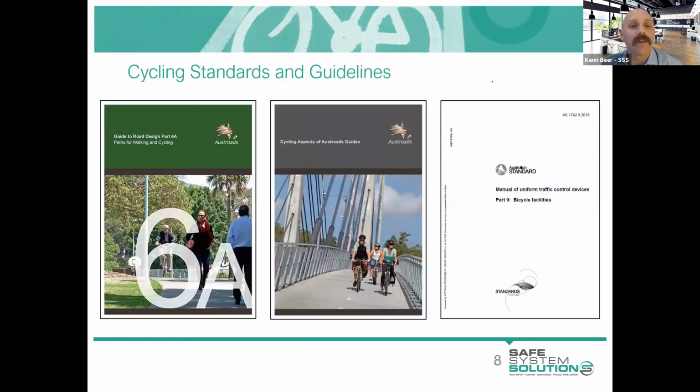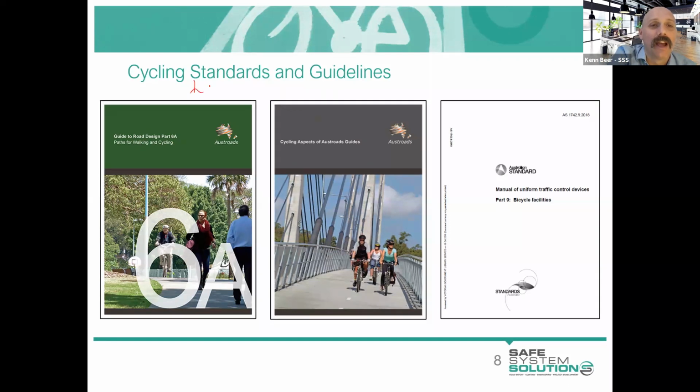In terms of getting into some of the guidelines and standards at a national level that we have in Australia and New Zealand for cycling, we've got the Austroads Guide to Road Design, Part 6A. So just to keep us all on our toes, the Austroads Guide to Road Safety, Part 6A, is implementing road safety audits. The Guide to Road Design, Part 6A, is paths for walking and cycling.